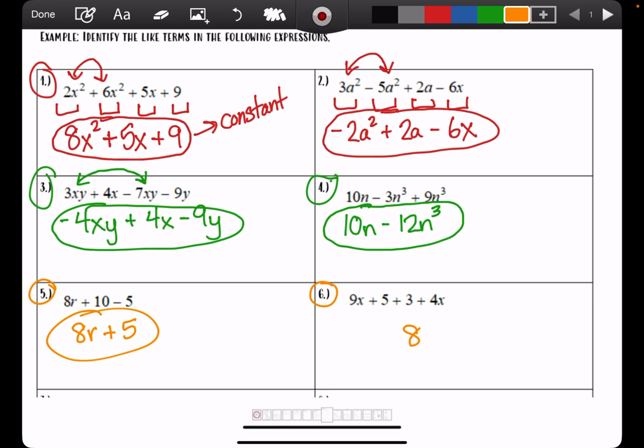And then 9x and 4x we can combine as well. Now, the question is, do we add or subtract? If you look at the symbol right before the second term involved, right before the 4x, there's an addition sign, which tells us 9x plus 4x. In that case, 9 plus 4 is 13. So 13x plus a positive 8 is what we are left with after we combine like terms.